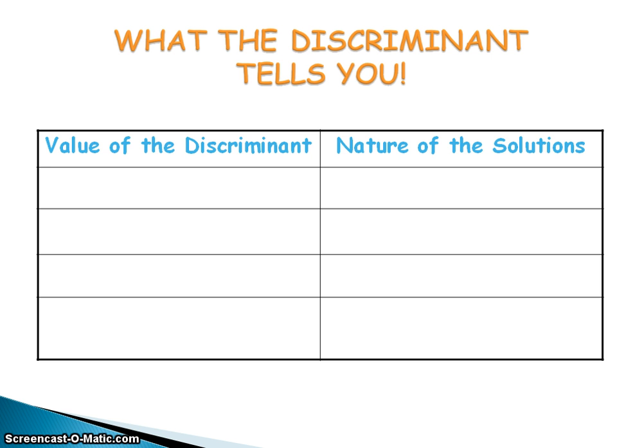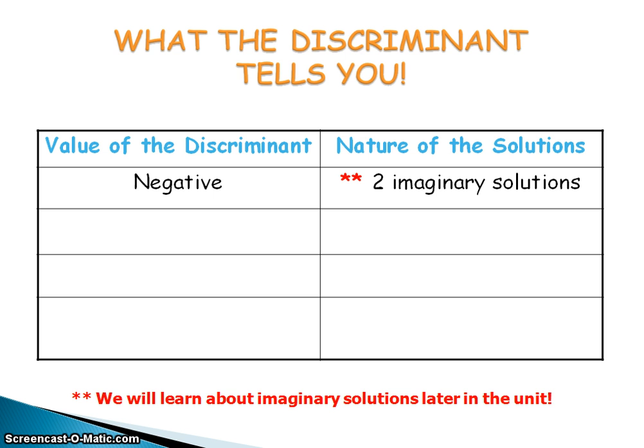Now, what does the discriminant tell you? Well, if the discriminant is negative, then you have 2 imaginary solutions. You may not know very much about imaginary numbers yet. We're going to learn about imaginary numbers in a few days, but for now, just note that it means you have 2 imaginary solutions or no real number solutions.